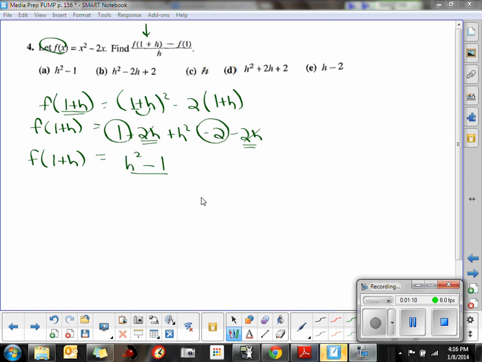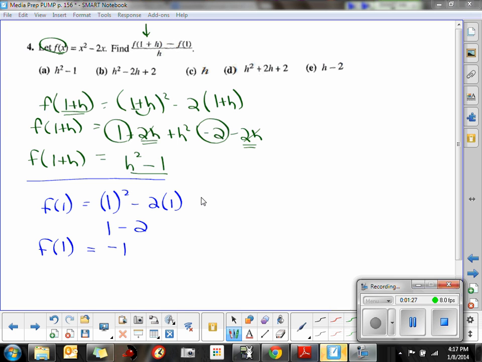Next thing I'm going to do is find the value of f at 1. We have to get the value of f at 1, so that means I put a 1 and square it minus 2 times 1. That's a 1 minus a 2, which ends up being a negative 1. So f at 1 is a negative 1. This is going to be represented in this format, and then our h. So with h, we don't have to do anything with that. That's just part of our expression that we're going to simplify.